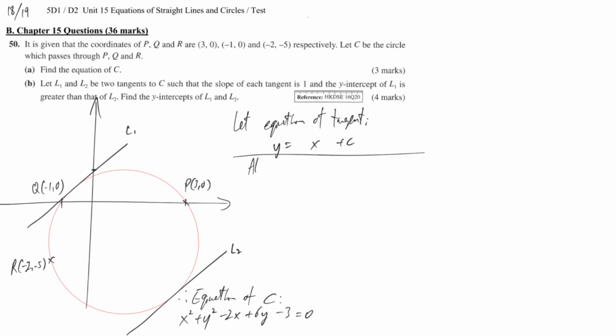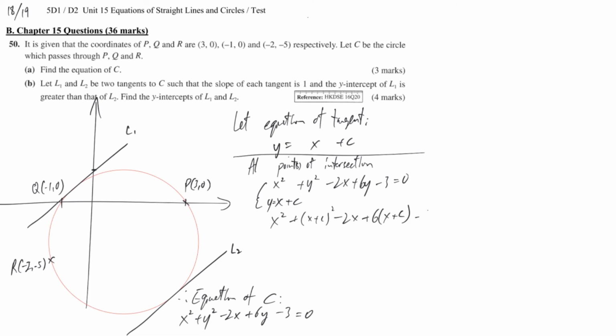So consider it as a point of intersection. It fulfills the circle requirement, and at the same time fulfills the straight line requirement. Then we solve the simultaneous equations by substitution. x squared plus (x plus c) squared minus 2x plus 6y, that means 6 times (x plus c), minus 3 is equal to 0. It is a quadratic equation as x is the only variable.